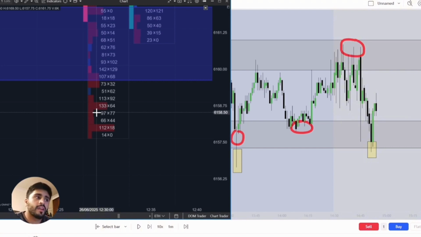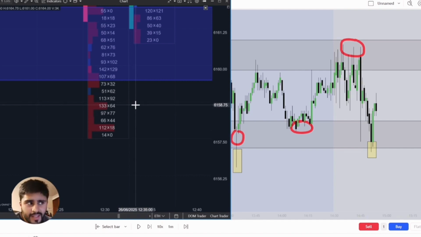What does this mean? The left number, 133, is the bid, and the right number is the ask, right? In this case, it's 64. So that's roughly a 2-to-1 ratio. That's telling you there are twice as many market participants hitting the bid as the ask. This means, as a trader, there are more aggressive sellers than aggressive buyers, right?